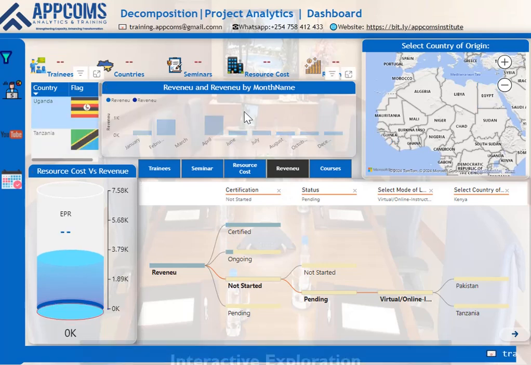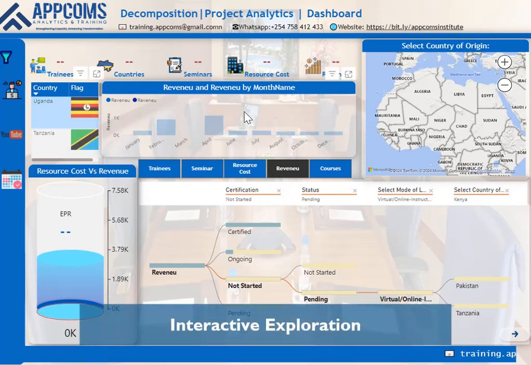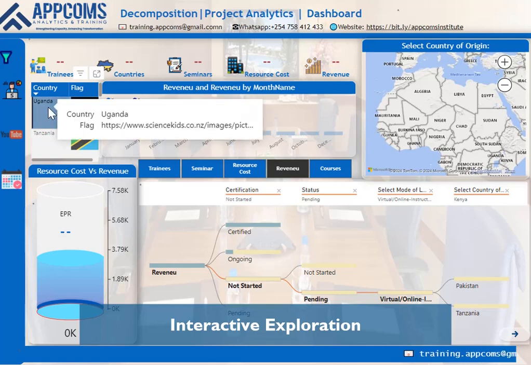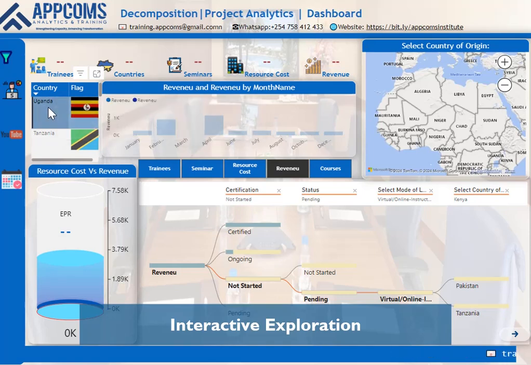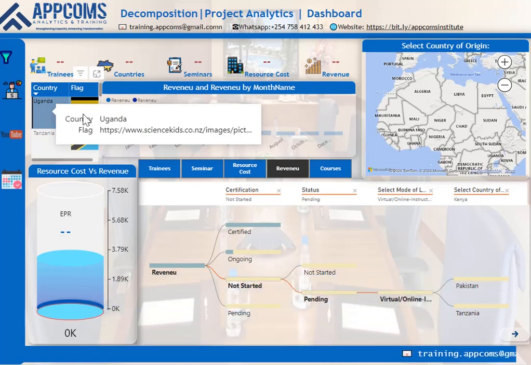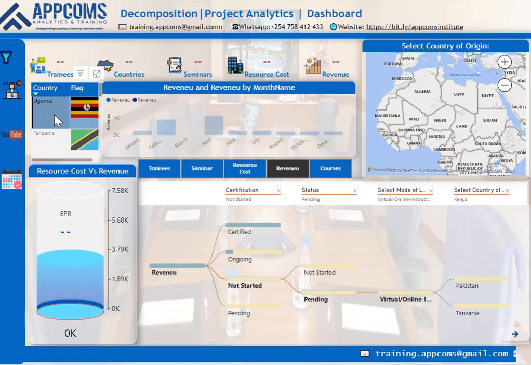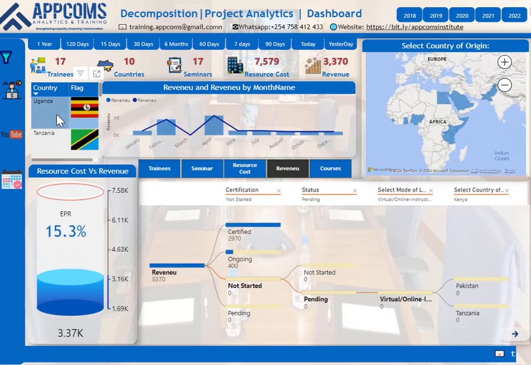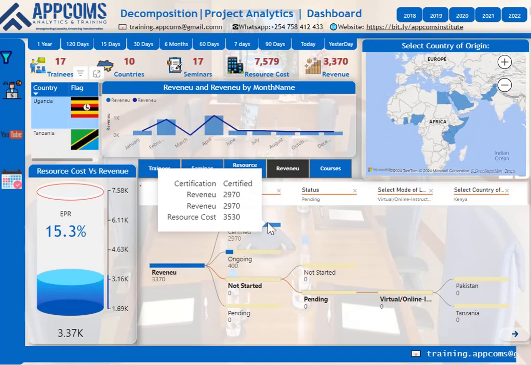5. Interactive exploration. Power BI's interactive features enable users to dynamically drill down or drill up within decomposition visuals. This interactivity allows for a more immersive and exploratory data analysis experience, empowering users to delve deeper into the data and uncover insights on the fly.